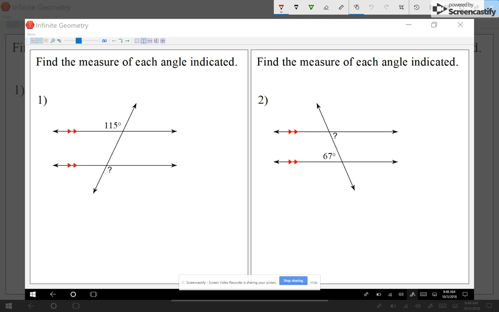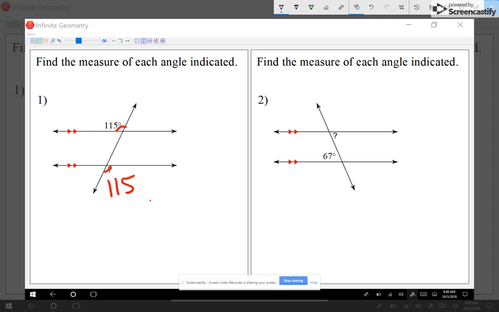Now, when we're dealing with the measurement, whichever of the two angles you're looking at, either alternate interior or alternate exterior, the angles are the same size. So in question number one, I'm telling you that one angle is 115, and I'm asking you to find the measure of the angle indicated. In this case, I'm indicating with a question mark. That's a case of alternate exterior. The angles are the same, so the angle that we're missing is 115.